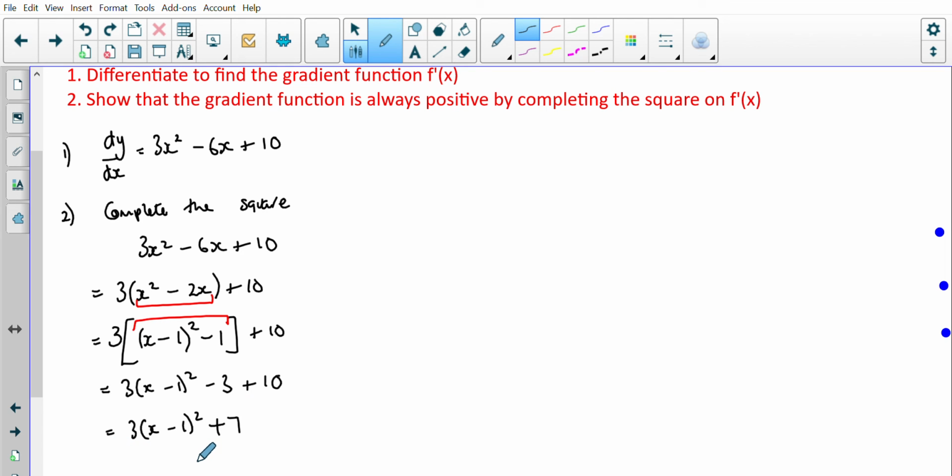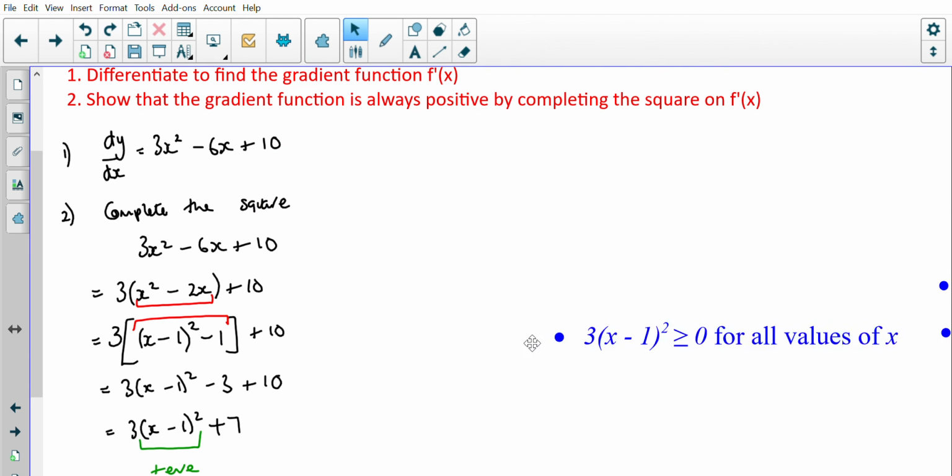We can see that it's always positive. And we know that because anything squared is always positive. So the x minus 1 all squared is always positive. This will always be positive because it's a squared term. So if we multiply that by 3 and we add something to it, it's still always going to be positive. So the completed the square form is a really good way to see if a function is always positive.